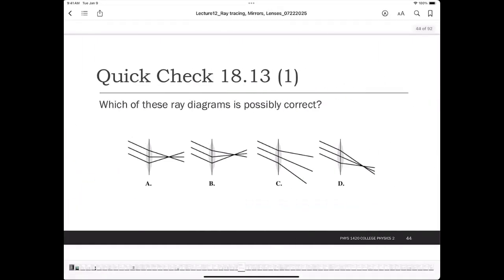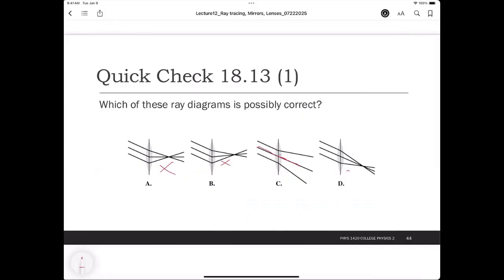Okay. Let's talk about this one. Which of these ray diagrams is correct? Based on what we have already learned, all the light rays that go through the center will not change direction. Am I right? So this one is not right, this one is not right. We need this and this.